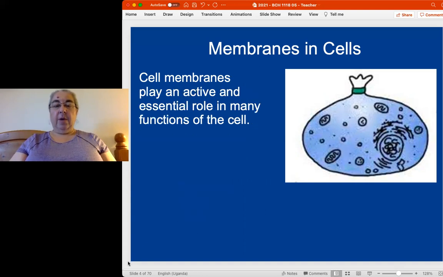Cell membranes are involved in many of the structures that we've seen in the cell, and they're not just passive containers. They play an active and essential role in many of the functions of the cell. They're not just there holding things in, they're also controlling what passes through the membrane from one side to the other. And the membranes themselves can be important in transporting things around the cell.